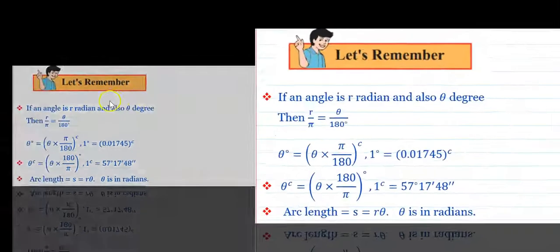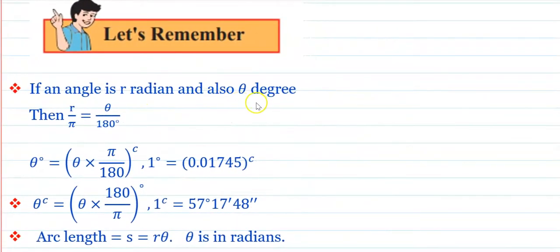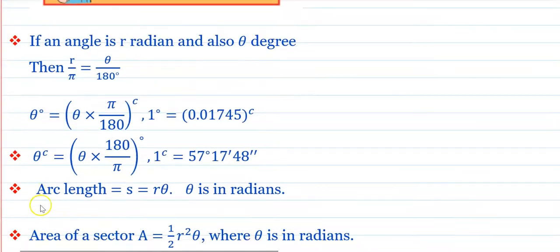If an angle is r radian and also theta degree, then r upon pi is equal to theta upon 180 degree. Theta degree is equal to theta into pi upon 180 radian, and 1 degree is equal to 0.01745 radian. Next, theta radian is equal to theta into 180 upon pi degree, or 1 radian is equal to 57 degree 17 minutes 48 seconds.